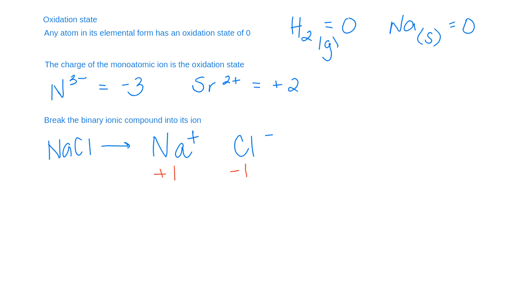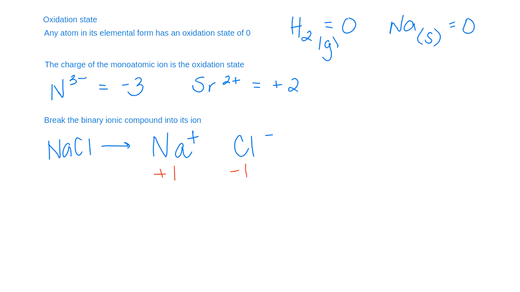So we can break down an ionic compound to determine each individual atom's oxidation state by looking at what it would be if it were in the ion form. So that's for ions. Then we can look at covalent compounds. And for a covalent compound, we have a couple of rules.